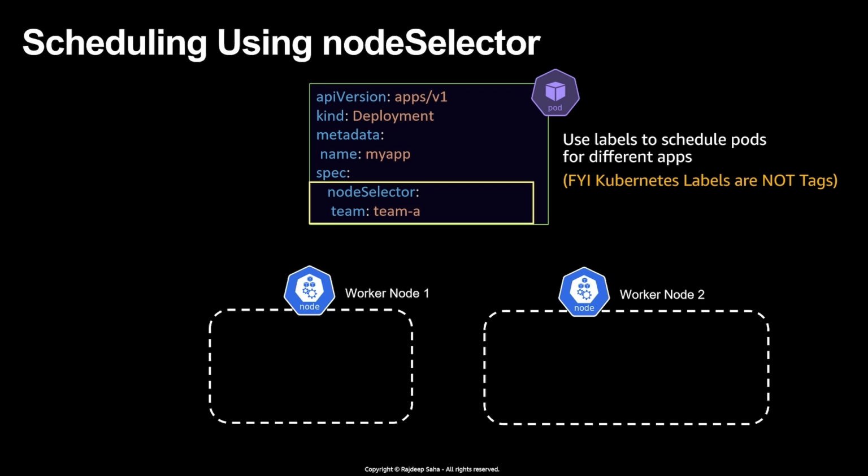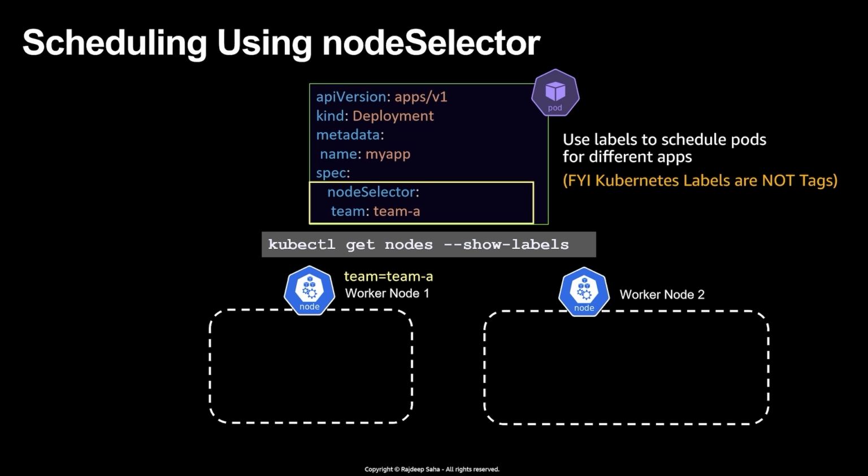Also remember that Kubernetes labels are not AWS EC2 tags, right? The Kubernetes labels are Kubernetes constructs. They are not AWS constructs. Now, how do you figure out what labels these nodes have? You can run this command: kubectl get nodes --show-labels. It will show the labels. And let's say in this case, only worker node 1 has this label team=team A.